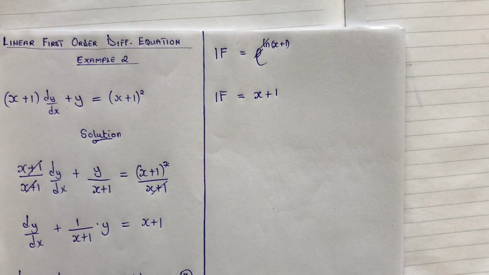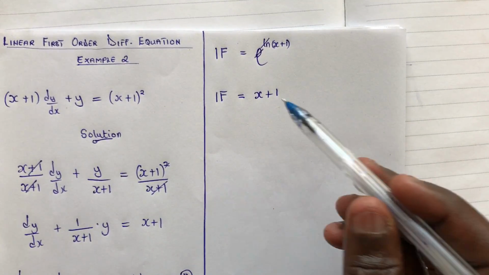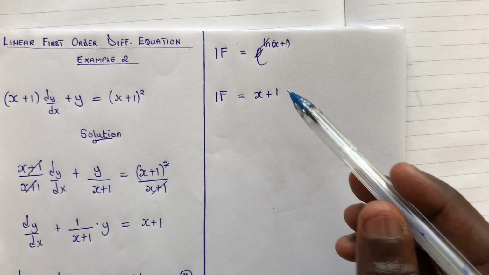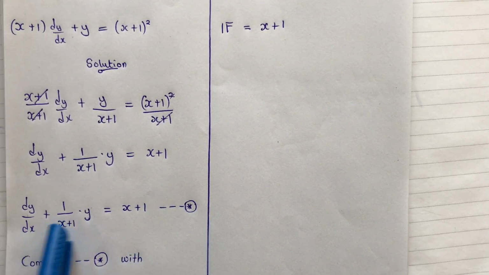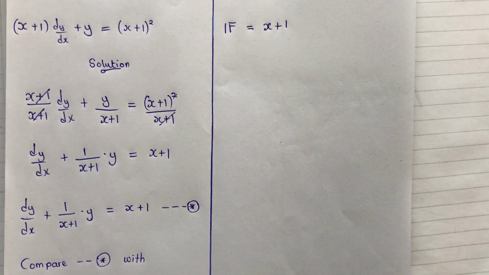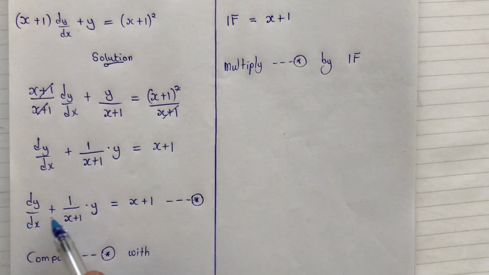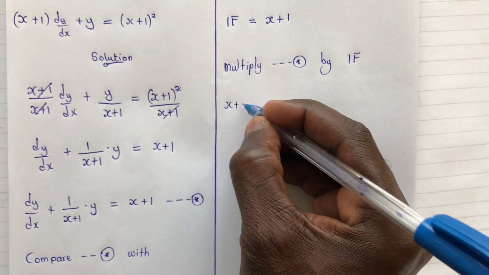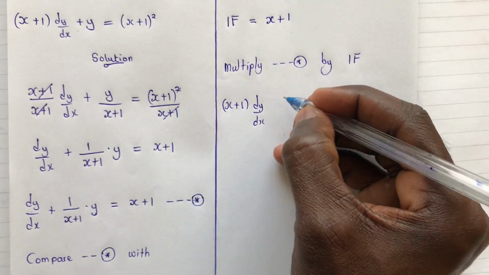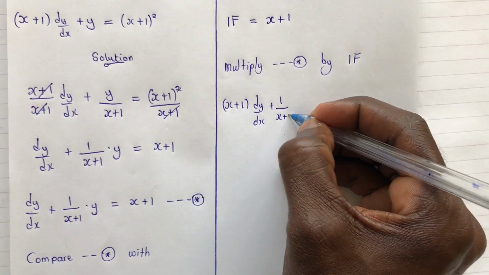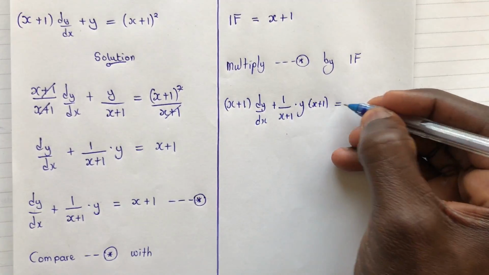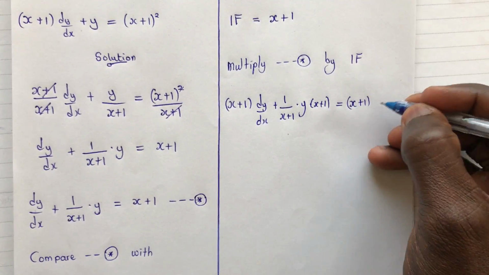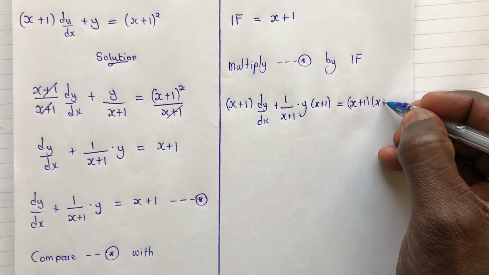So now we have been able to find the integrating factor. The integrating factor is x plus 1. Now take the integrating factor and use it to multiply your main equation, equation star. So let's do that. We take x plus 1 to multiply this whole equation. So we first have x plus 1 dy dx plus 1 over x plus 1 times y times x plus 1 equal to x plus 1 times our right-hand side, x plus 1.